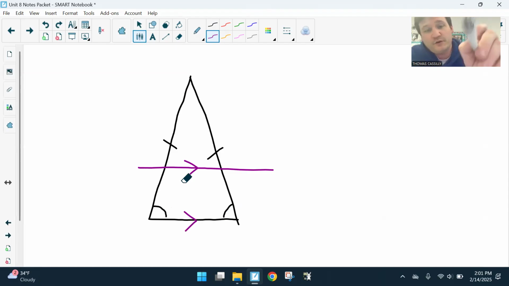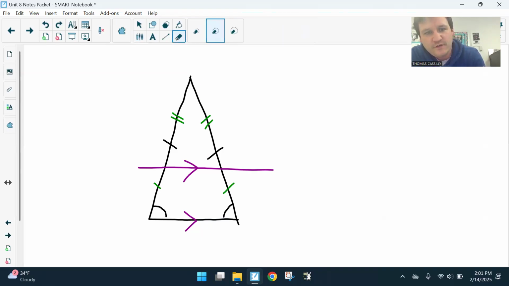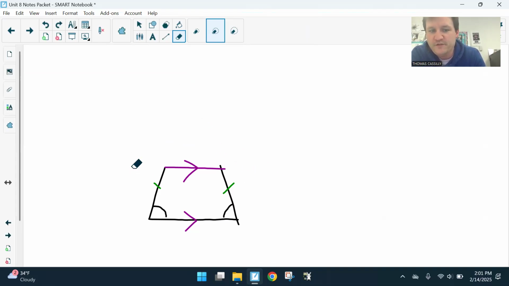And if you remember, here's another idea from Unit 5. If we have parallel lines, then these two segments get cut proportionally. They're not necessarily equal to each other, but the top two are going to be equal and those bottom two are going to be equal. So here's what I can do. I'm going to take this isosceles triangle and chop off the top here. And what do I have? I have an isosceles trapezoid.